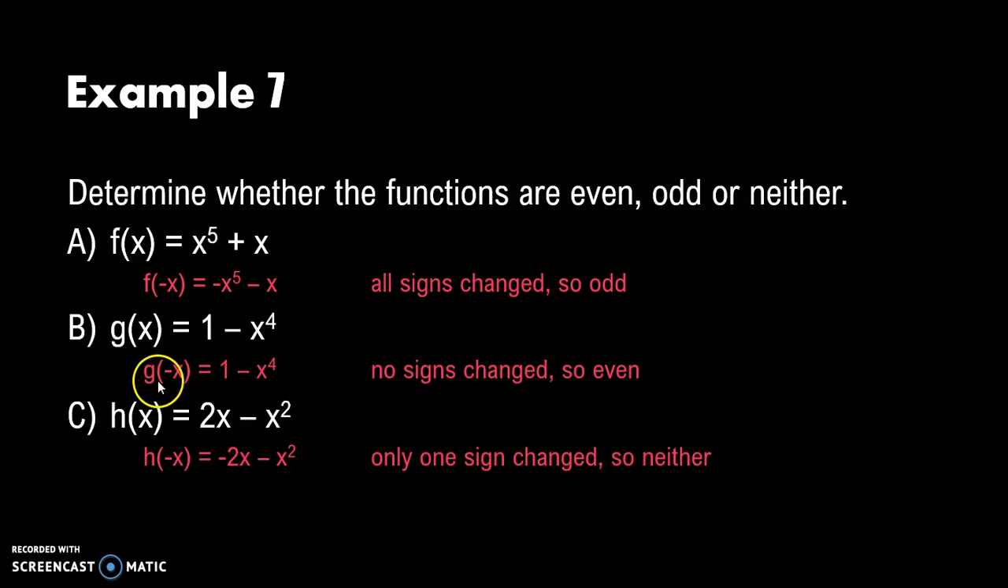In part B, when I evaluate for negative, the sign on this one would not change at all because notice there's no variable attached, so it just stays as it is. And a negative value to a 4th power would not change this sign at all, so it stays the same. Notice none of my signs changed, so it's even. In part C, when I put the negative in, this is going to turn negative because 2 times -x is -2x. But if I square the negative, it wouldn't have an effect on this particular sign. So only one of the signs changed. So that doesn't work for either type, so this is neither.